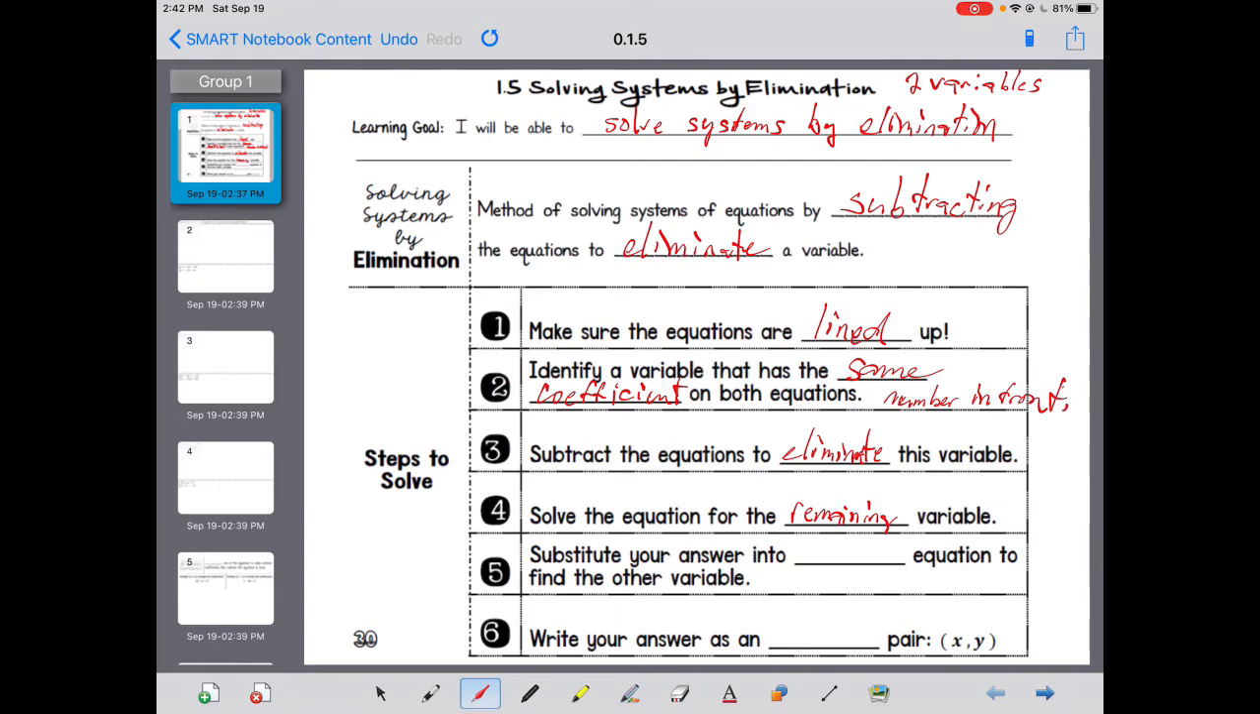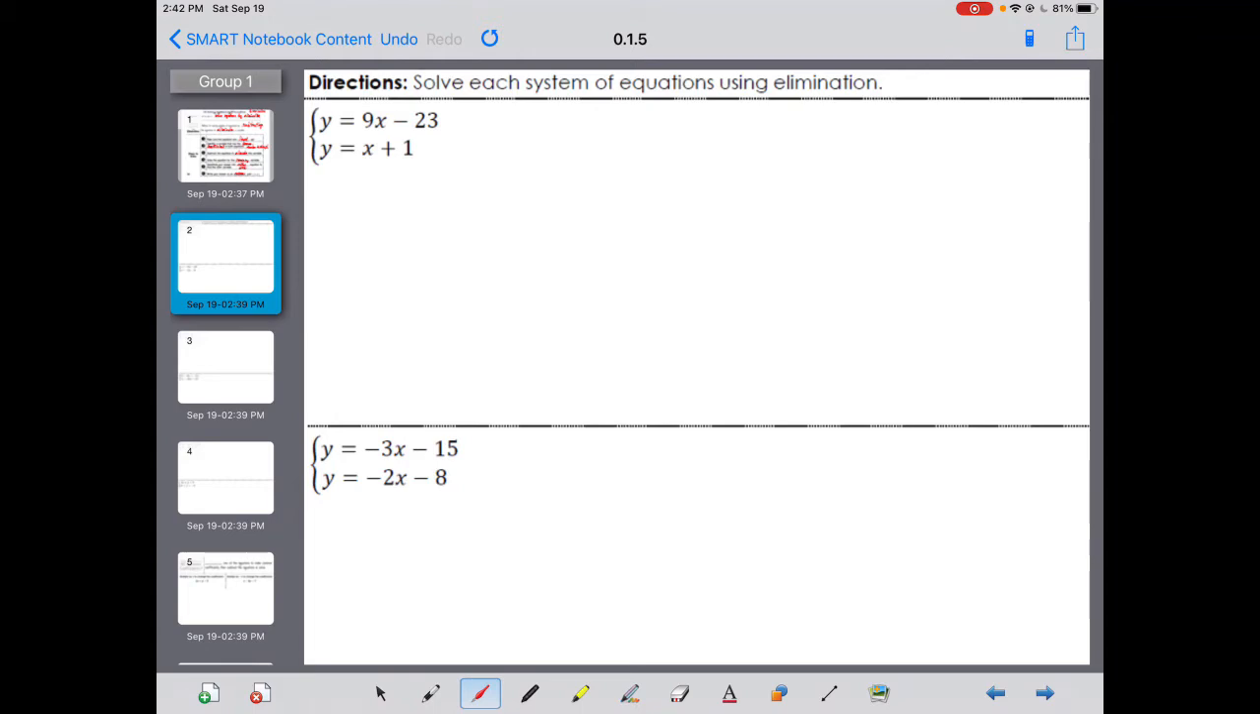Substitute into either equation, or the other equation, to find the other variable and write your answer as an ordered pair. Okay, I do it similar to this, but I don't subtract because I think subtracting is a little weird. But let's look at what this looks like.